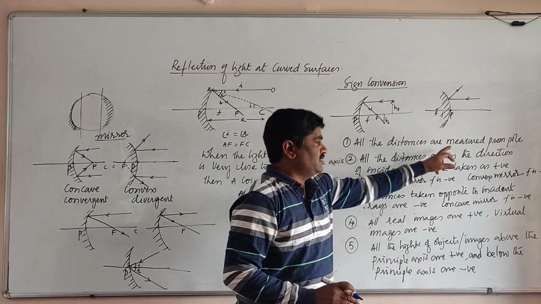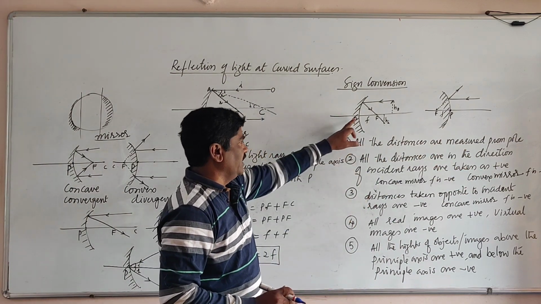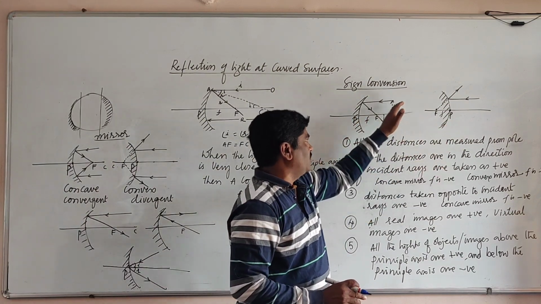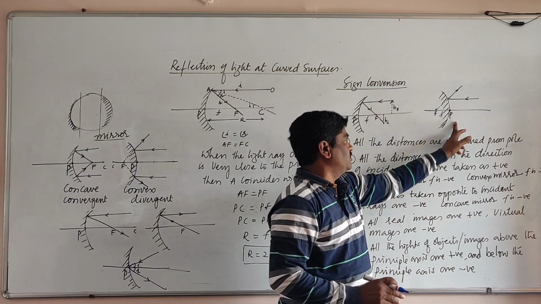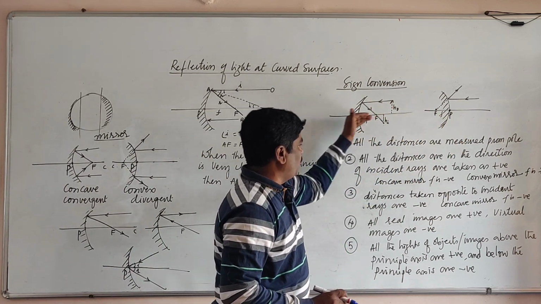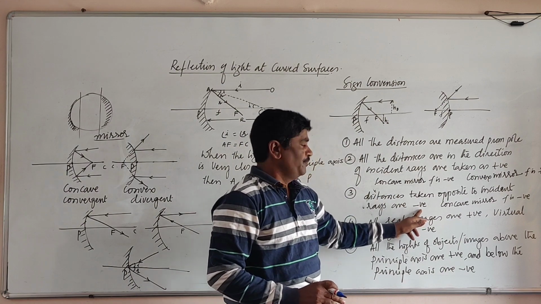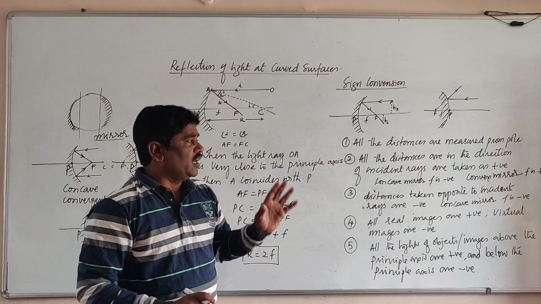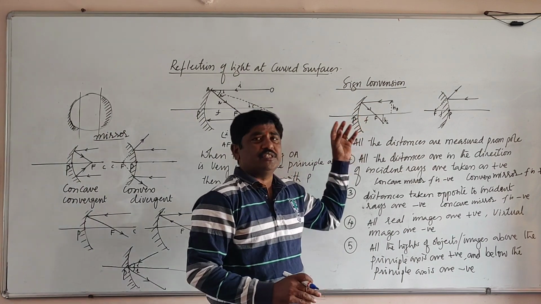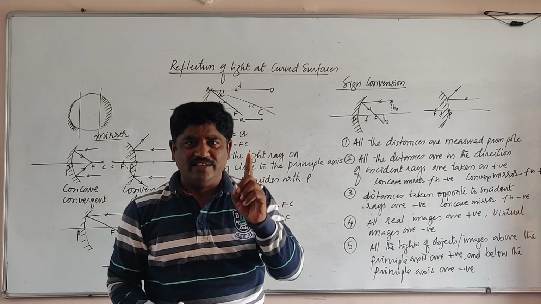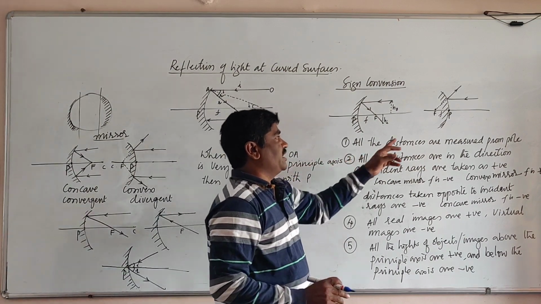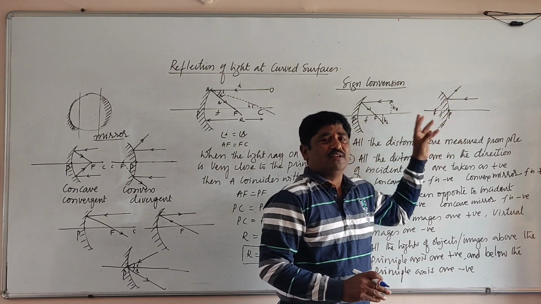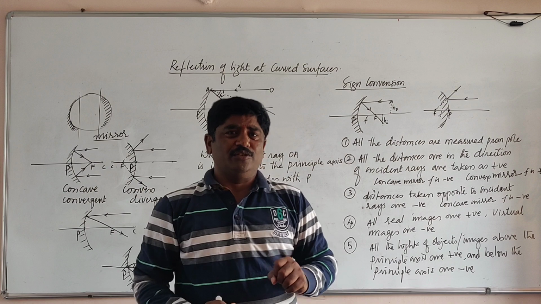You see, all distances are measured from the pole only, compulsory. Every distance should be measured from the pole. Then all the distances in the direction of the incident ray are taken as positive. All the distances taken opposite to this are negative. And all the real images are considered positive. What are real images? The images which can be caught on the screen are called real images. But the images which cannot be caught on the screen but only viewed, as through the convex mirror, are called virtual images, you can say.